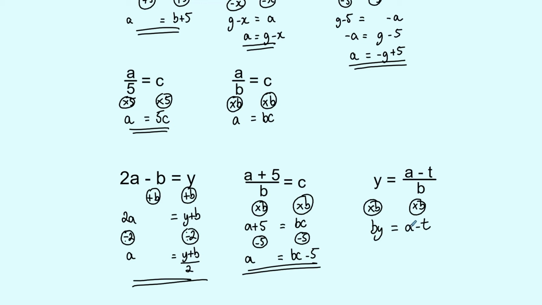Not quite there though. We want to get this a on its own, so we're going to add t to this side and add t to this side. Now if we add t to this side, we get by plus t equals, and now we've got the a on its own here because the minus t and the plus t cancel. We can again flip this whole equation round, so the a is on the left hand side, and we get a equals by plus t as our final solution.